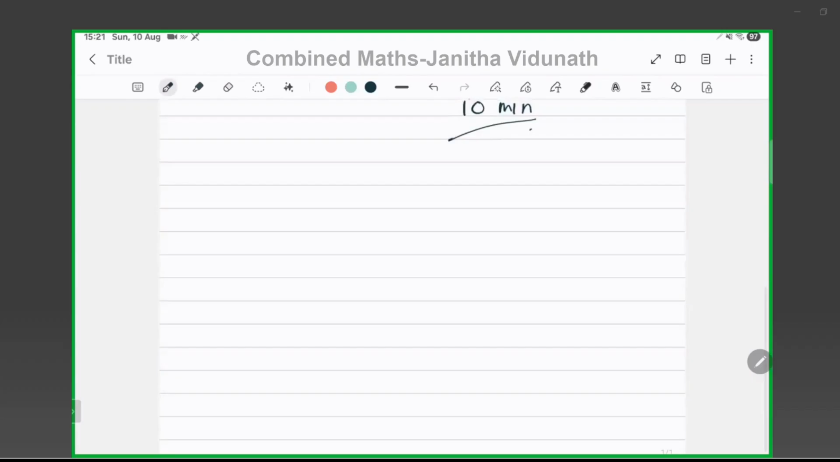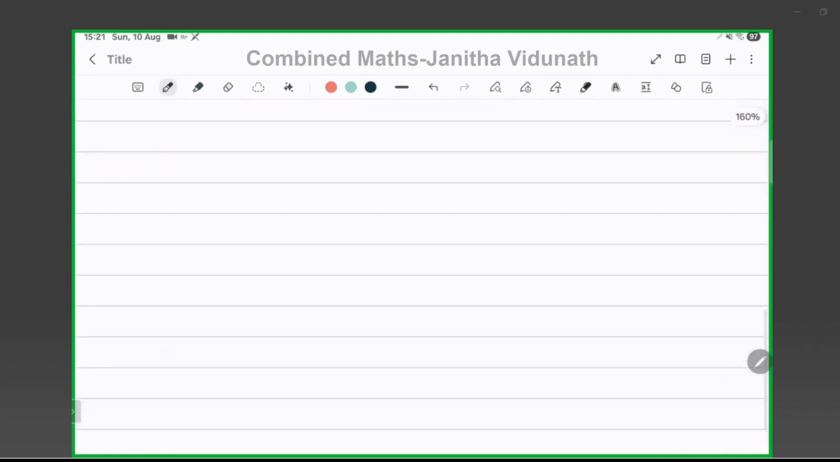Okay, let's begin. Here today our topic is factorization. Factorization is the process of breaking down an expression into a product of simpler expressions.